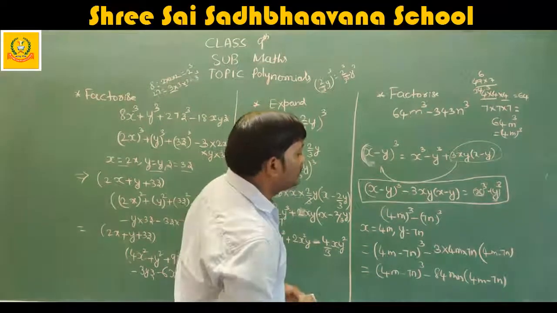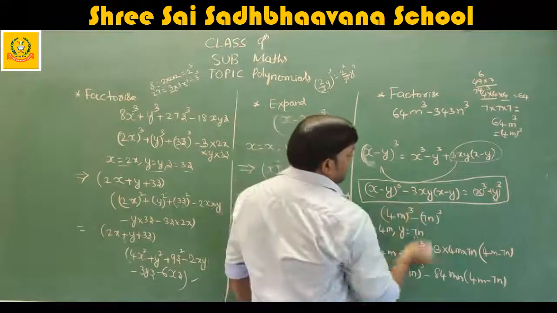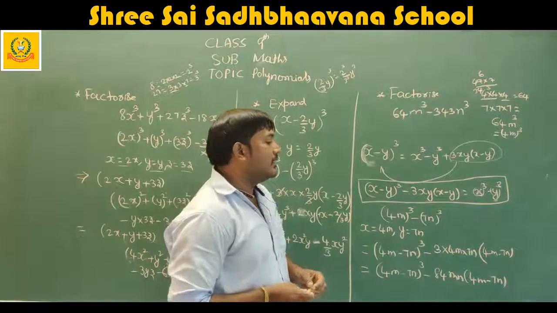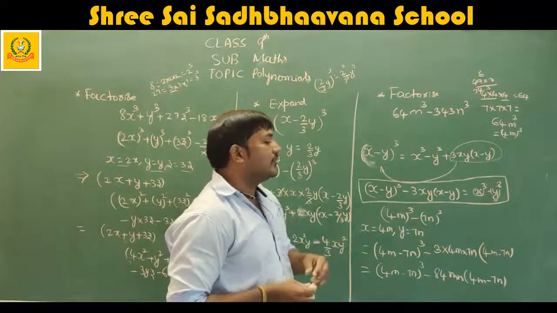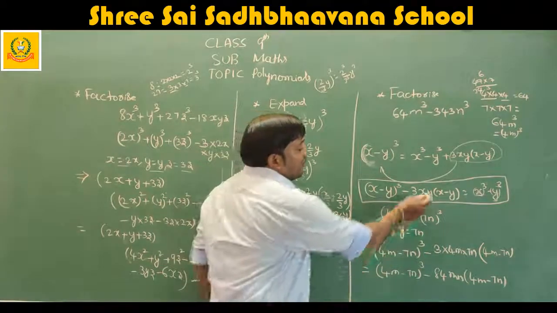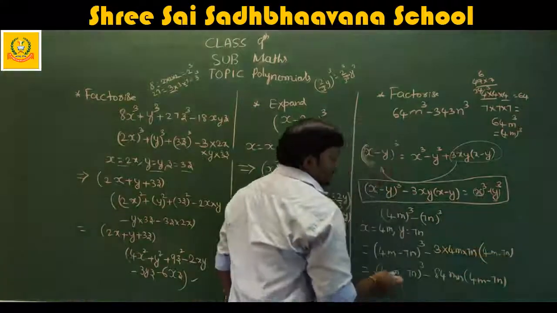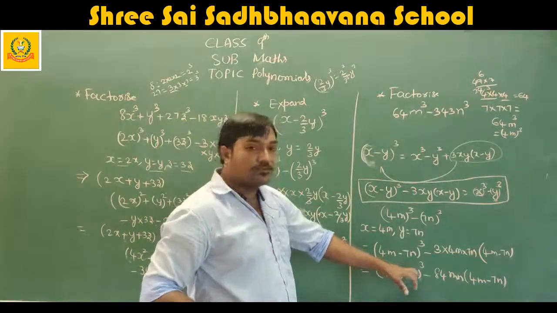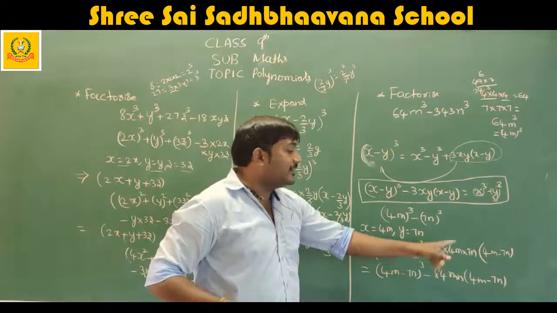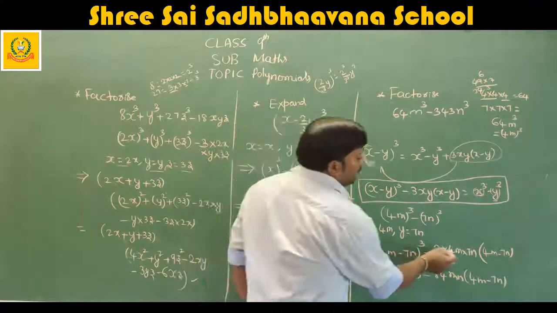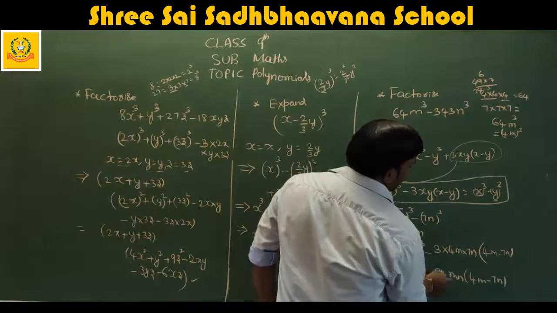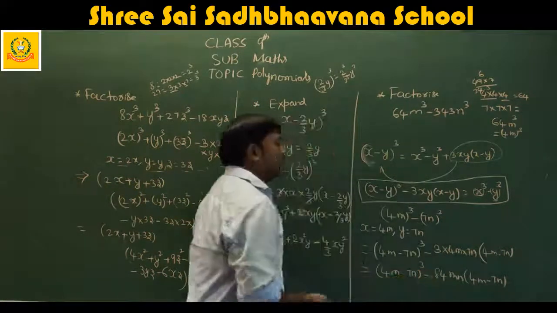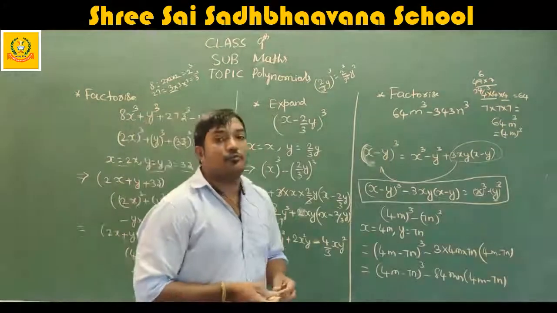(4m minus 7n) whole cube minus 3xy, 3 into x into y. So 4m into 7n, correct? 4m into 7n into (x minus y), (4m minus 7n). So (4m minus 7n) whole cube minus, here you can still simplify it. See, 3 into 4, 12, 12 sevens 84. 84mn into (4m minus 7n). So this is how you have to factorize.